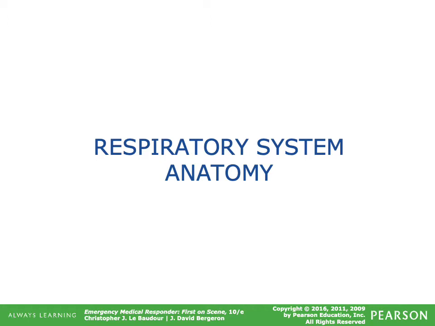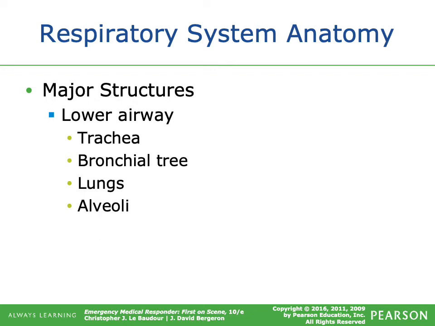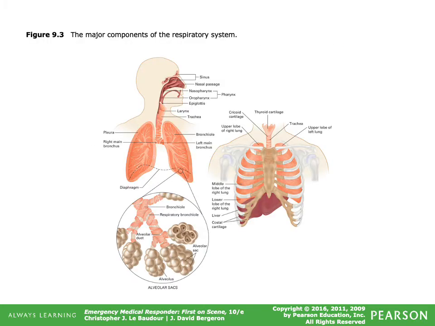All right, respiratory system anatomy. The major structures of the respiratory system as far as the upper airway goes are your nose, your mouth, your throat, your epiglottis, and your larynx. Lower airway is the trachea, the bronchial tree, the lungs, and the alveoli. This image shows the major components of the respiratory system. This is also in your book. You'd be better served to look at it in there.